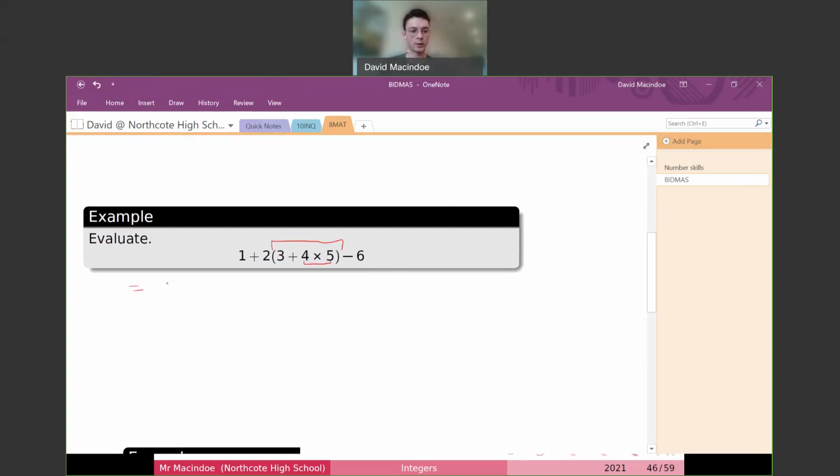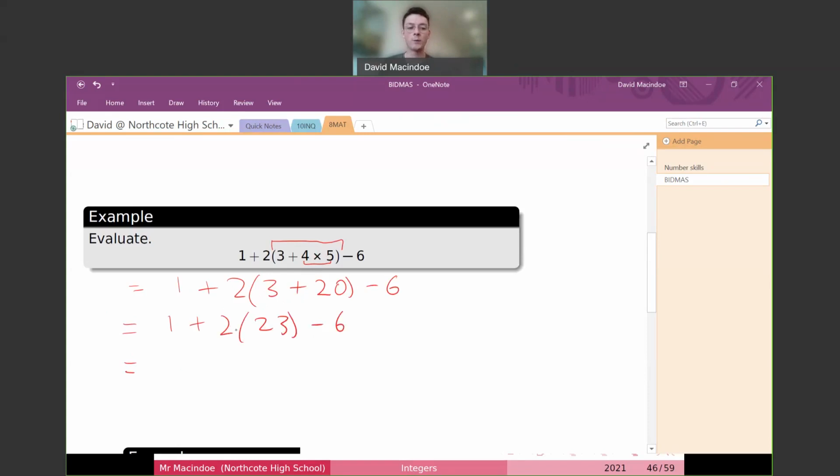So what I'll do is I'll just rewrite it. 1 plus 2, and then in brackets 3 plus, and I'm actually going to do this operation. So I get 20 for that, 4 times 5, and 6. And then I've still got some brackets that I need to get rid of. So I'll do 1 plus 2, and then in brackets actually do this addition. 23, take 6. Next, I've still got these brackets, and see how I've got this number in front of it.